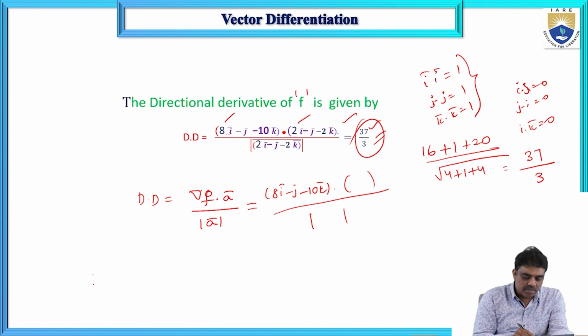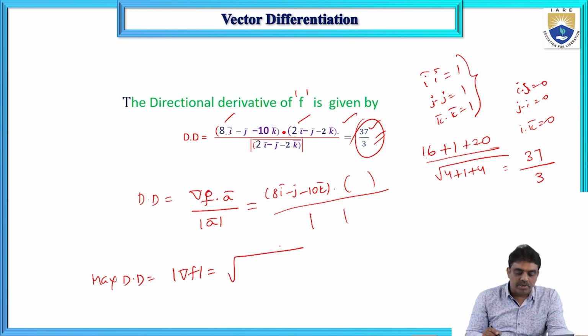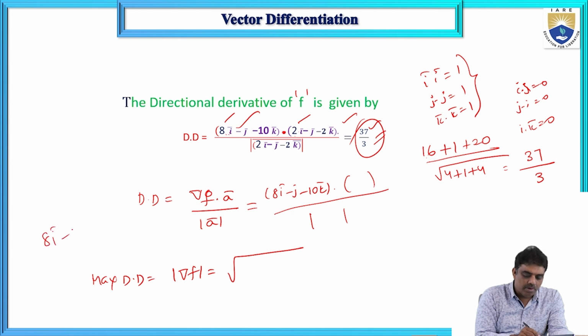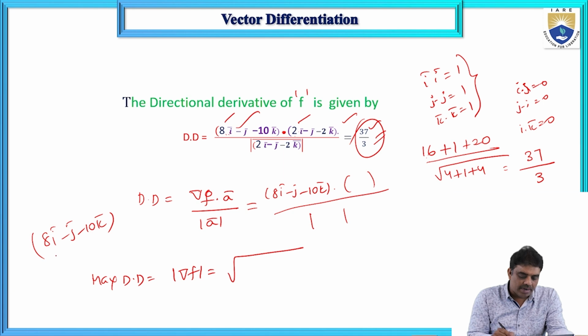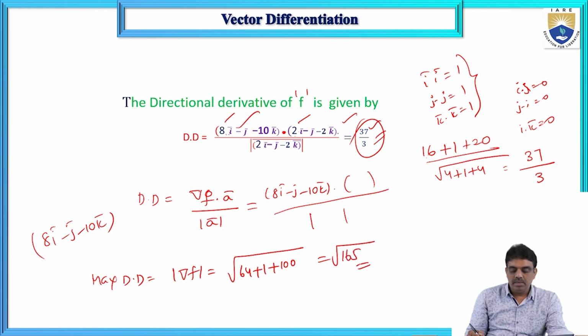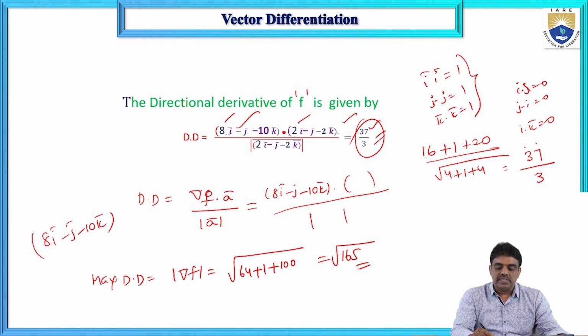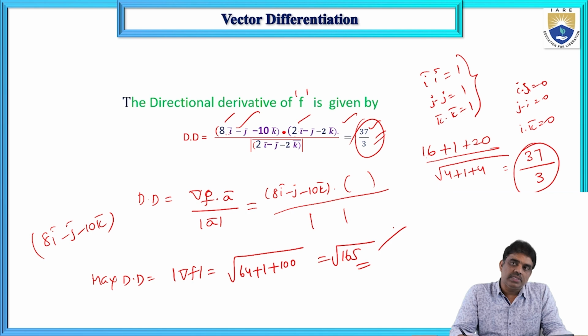How do you get the maximum directional derivative? That is the magnitude of grad f. What is grad f? This is grad f: 8 i bar minus j bar minus 10 k bar. So the magnitude of grad f is the root of 8 squared, 64, plus 1 plus 100, that is equal to root of 165. This is the maximum. The other value is 37 by 3 only. The maximum directional derivative is root of 165.